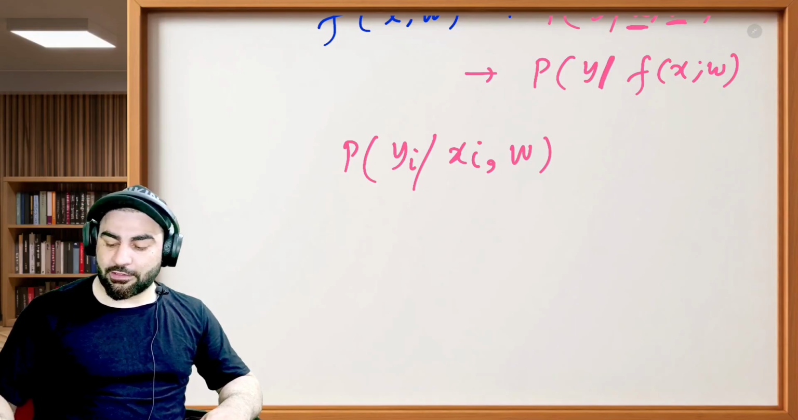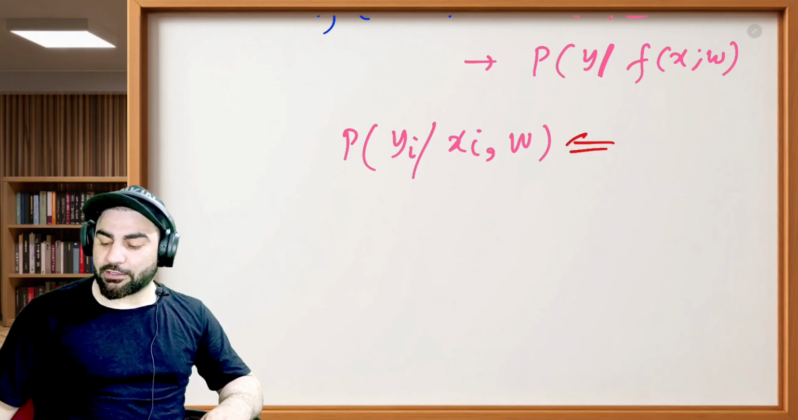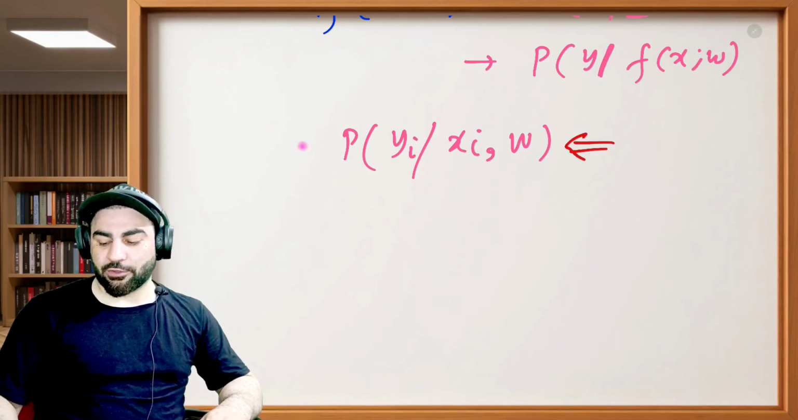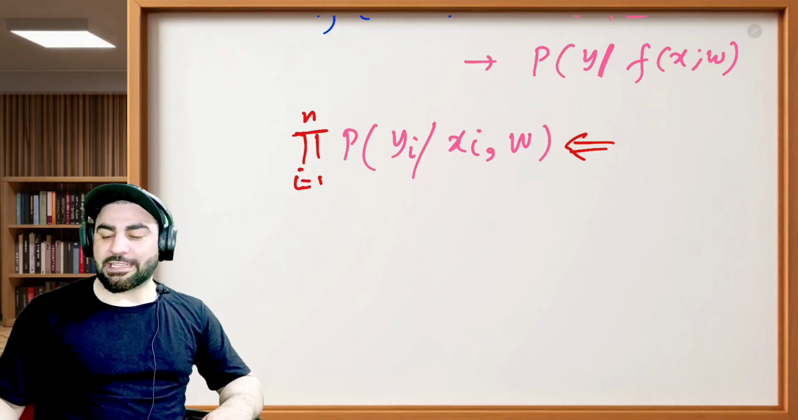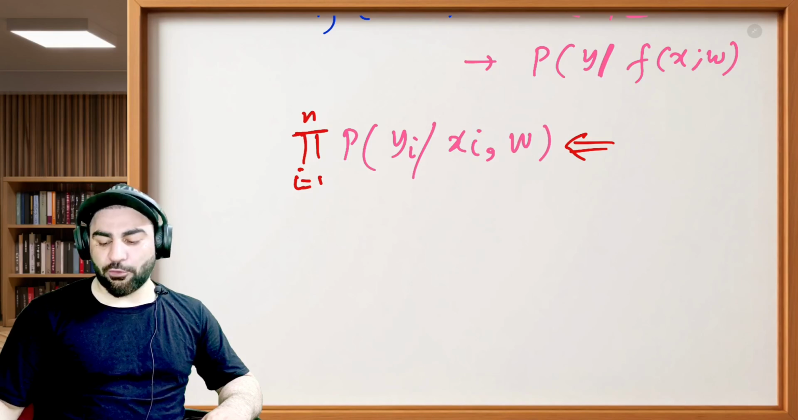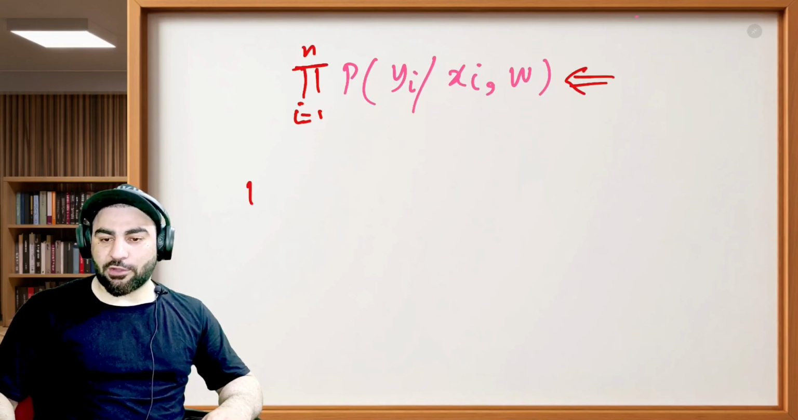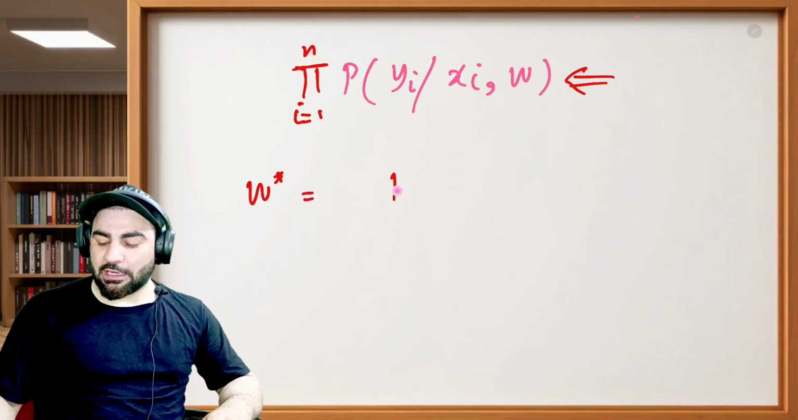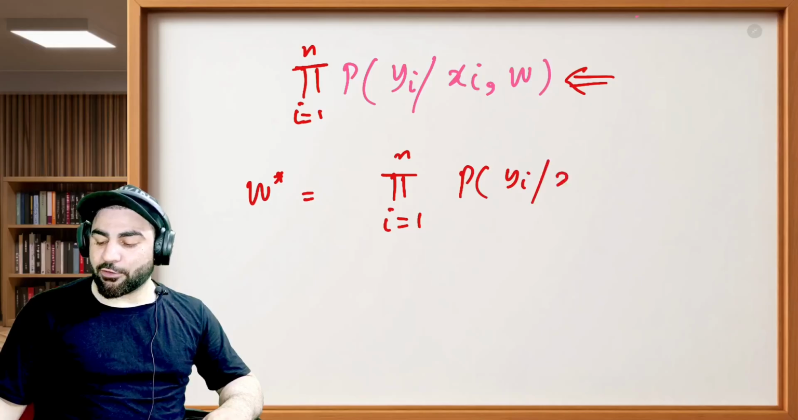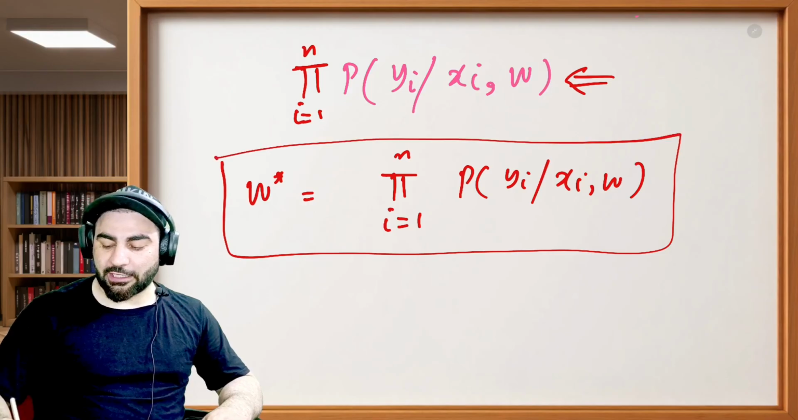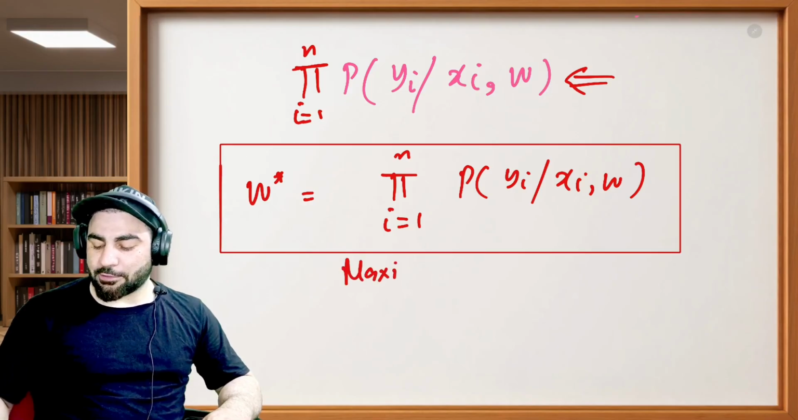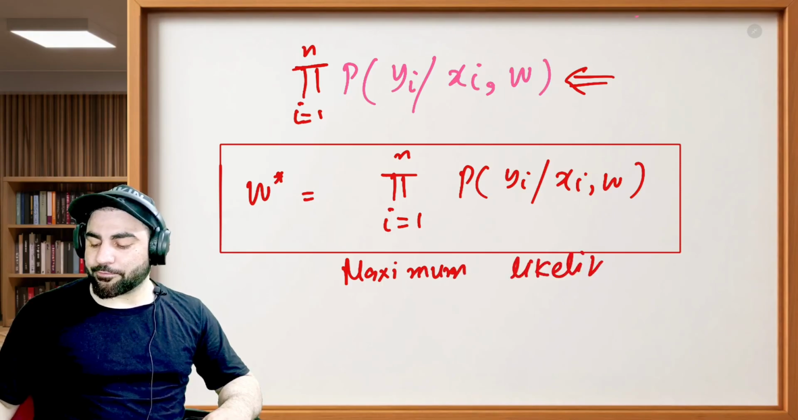So you have to maximize this for all the points, where i goes from 1 to n, suppose we have n data points. You will have to find the optimal w for which this is maximized. So how can we write that? We'll say that the optimal w, or w star, is equal to the product of all these terms, the probability of yi given xi and w. And this is called the maximum likelihood criterion.